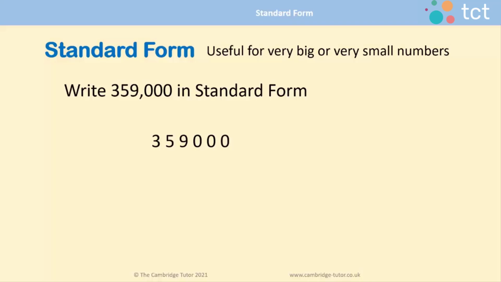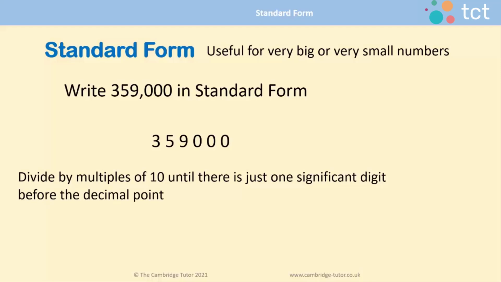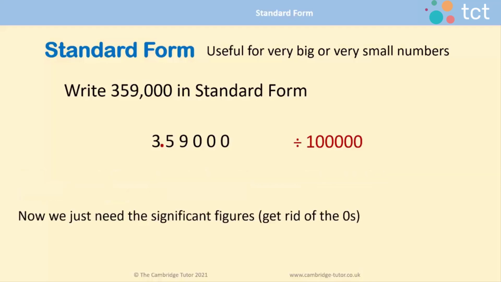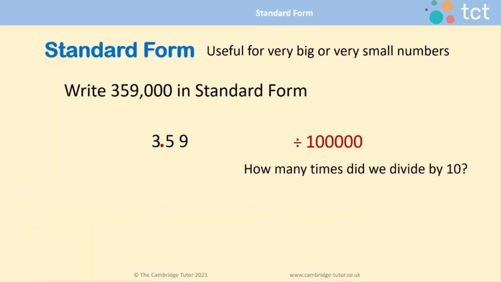So we have 359,000. We're going to write it in standard form. We need just one significant digit in front of the decimal point. So we're going to keep dividing it by 10. So that's one lot of 10, 2, 3, 4, 5. Now we can get rid of those zeros. We have 3.59. It's going to be times 10 to the power of something, so we're going to count the zeros to see which power that times 10 is going to be. 1, 2, 3, 4, 5.